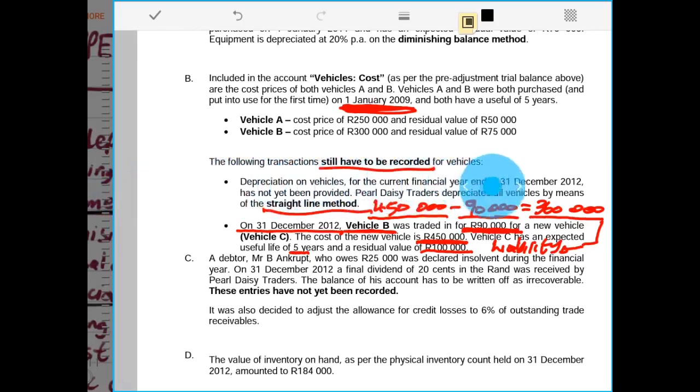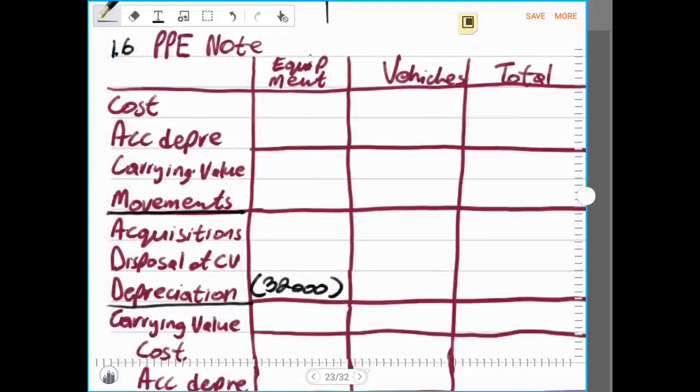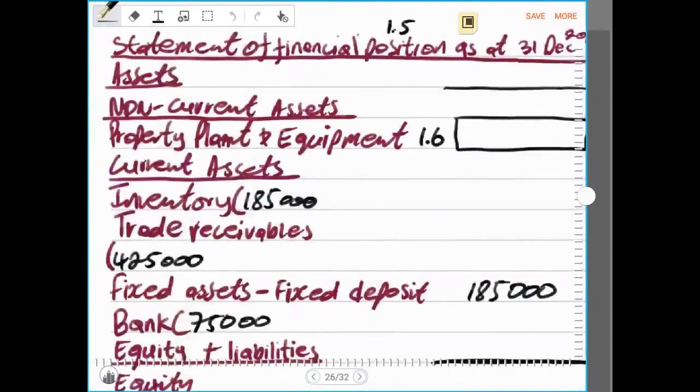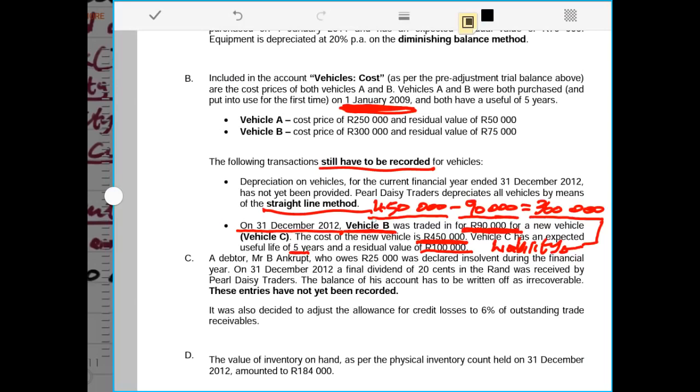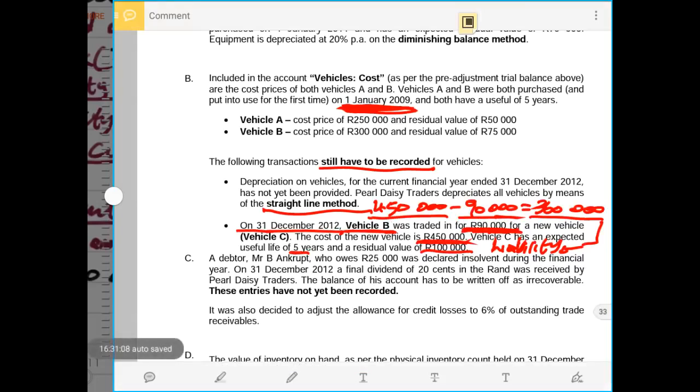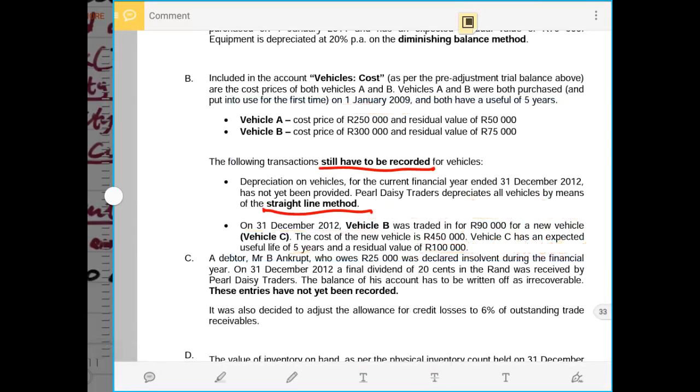So hence, I will immediately record the 360,000 rands under the liabilities in the statement of financial position under trade and other payables. I say plus 360,000 rands because this amount has not yet been paid by the business. They receive an asset costing 450,000 rands, but they only gave away the value of 90,000 rands. So now 360,000 rands is the liability to the business. So now I have accounted for that and it's been accurately recorded.